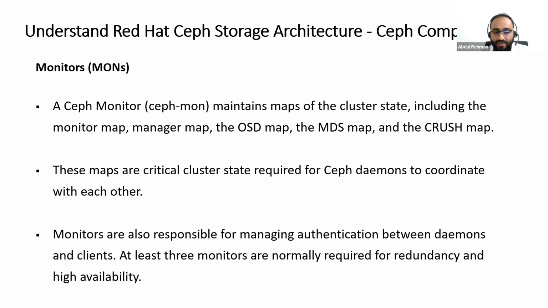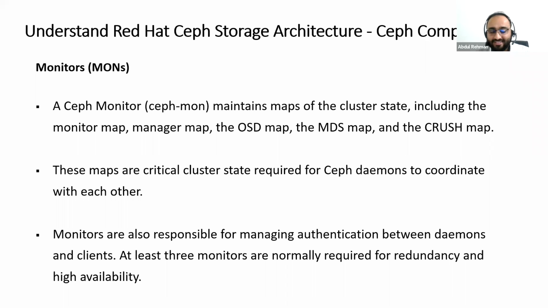So basically, if one Ceph OSD goes down, Ceph Mon will know that, and based on that, it will perform new calculations to move the objects from the failed OSD to others. And also, if new OSDs are added, it will perform recalculation for things called pools and placement groups. So these are the things which Mon normally performs. And it also manages the authentication between daemons and clients.